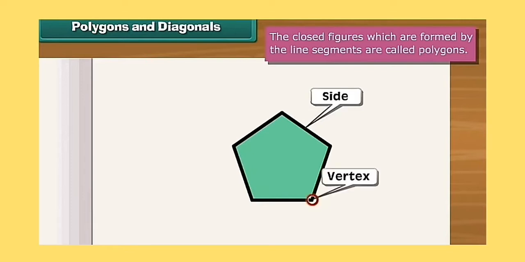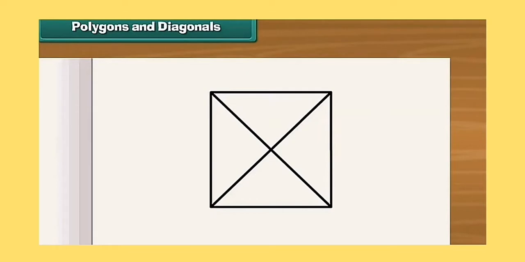So you see, this is the vertex, the point where these two line segments are meeting. It is called the vertex, and each line segment of the polygon is said to be a side. What will you call these line segments which are crossing from one over the other? They are just crossing from one vertex to another vertex. Okay, these are called diagonals.